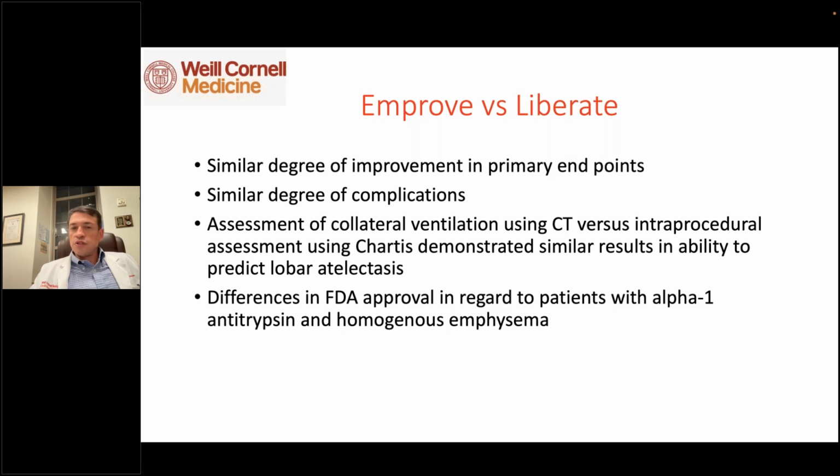So some subtle differences between IMPROVE and LIBERATE trials. There was a similar degree of improvement in the primary endpoints. Complications, interestingly, were very similar in regards to pneumothorax. I would say the biggest difference is that they did not use the Chartis, and they still got good results. And we talked about some differences in FDA approval in regards to alpha-1 and homogeneous emphysema.